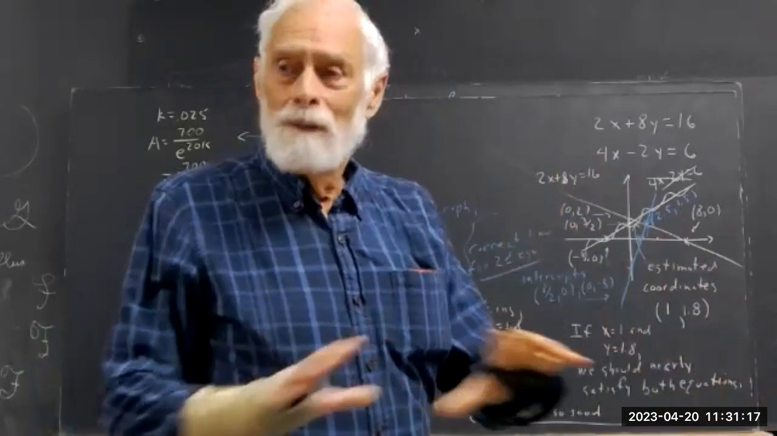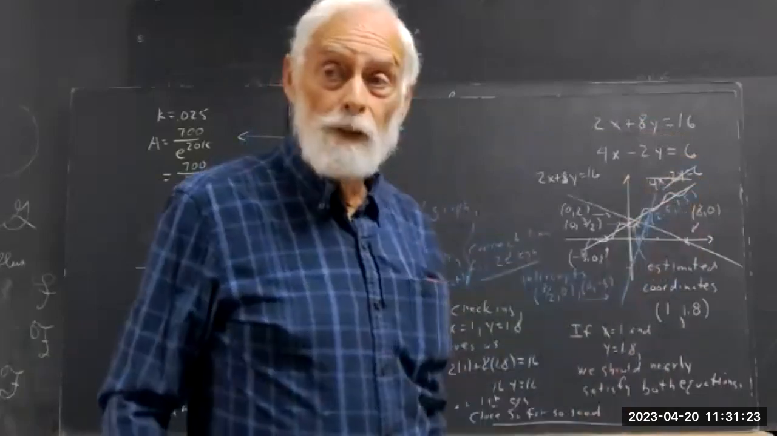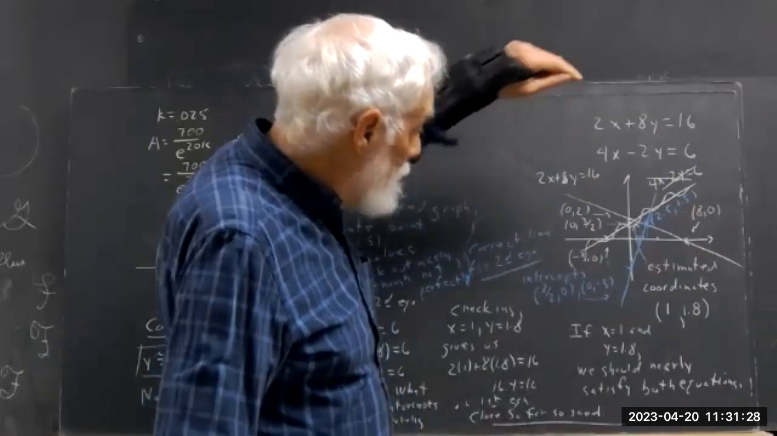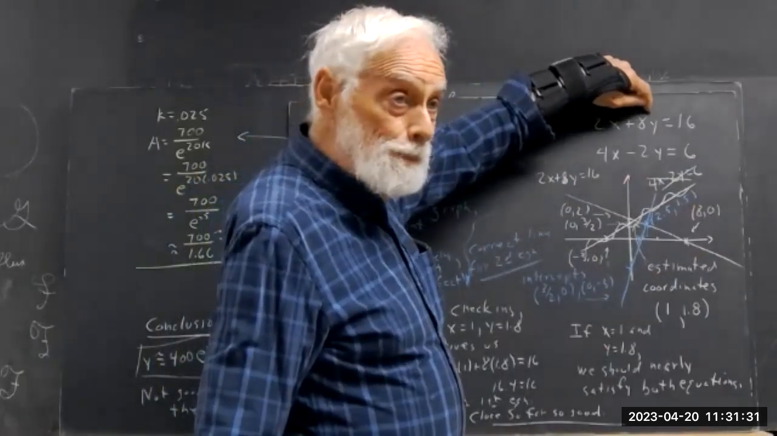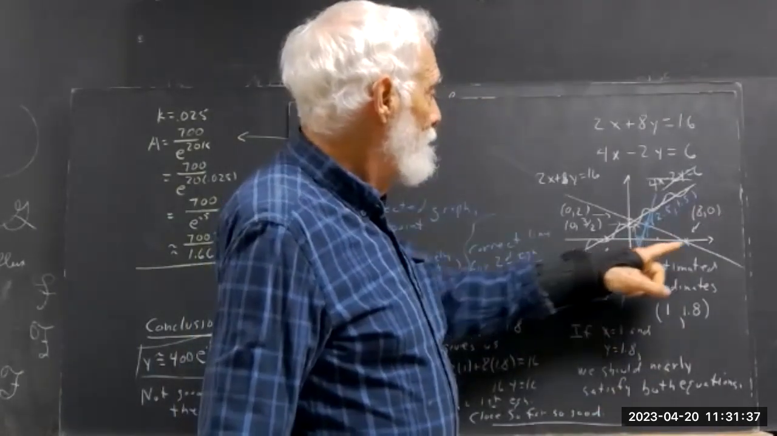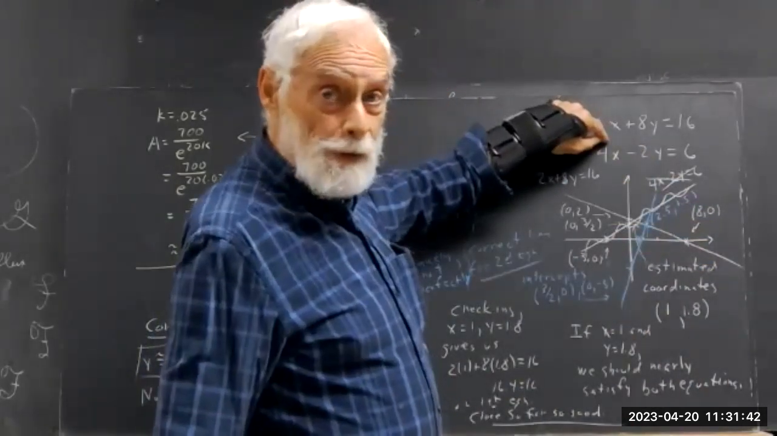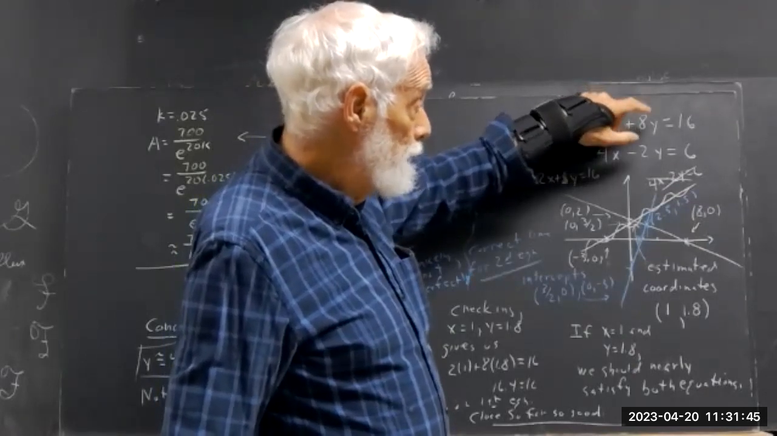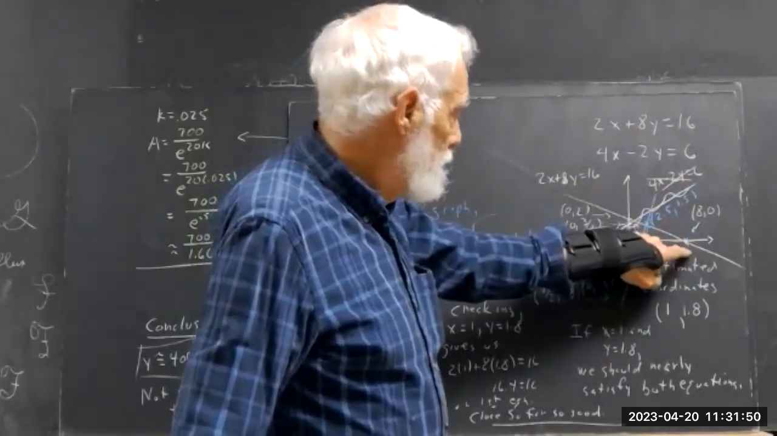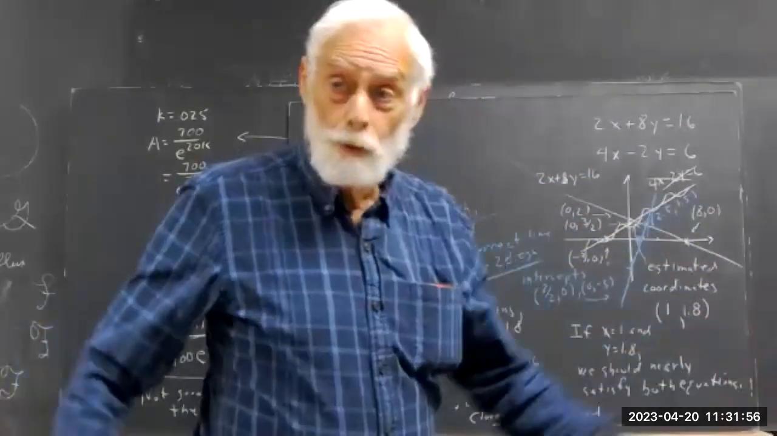You should absolutely automatically think, when you see these equations, I can graph these by the intercepts, and here's how I find them. If y is 0, you get 2x equals 16, so x equals 8. So you have the point x equals 8, y equals 0. If x is 0, it gives you the y-intercept: 8y equals 16, so y equals 2. So you have the points (8, 0) and (0, 2), and you draw a straight line. That's really simple.